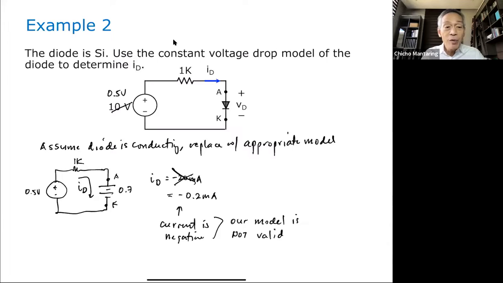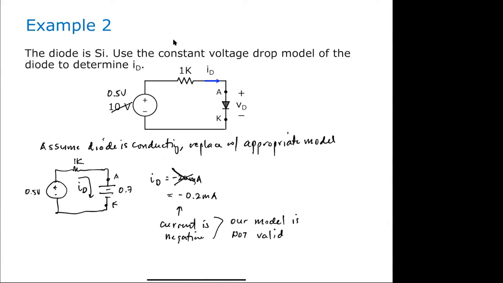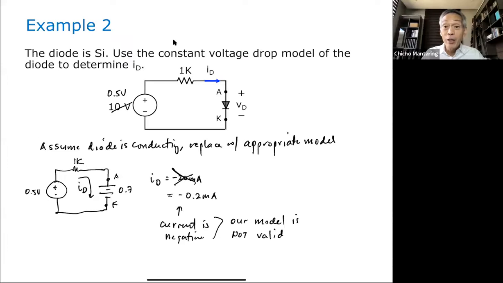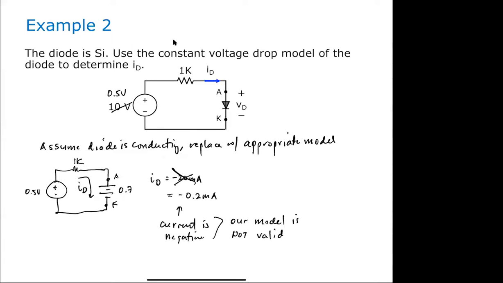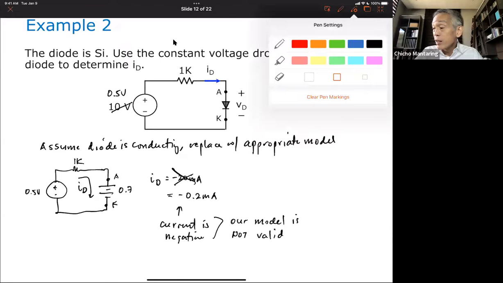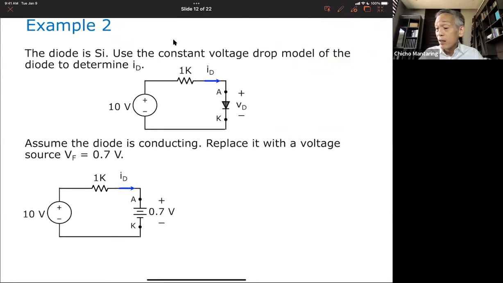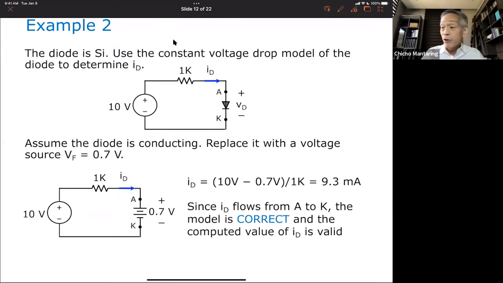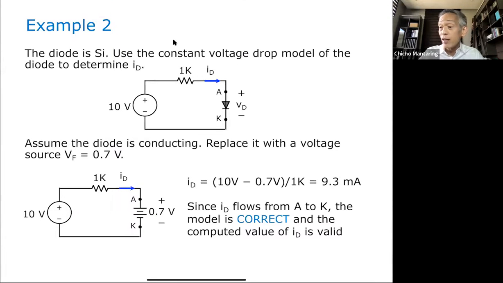If our model is not valid, what is the actual current? Anyone? What will be the actual current? It would be 0 mA. That's right, because the diode will be equivalent to an open circuit. Okay, so that's how we use the first method in determining whether a diode is conducting or not conducting.